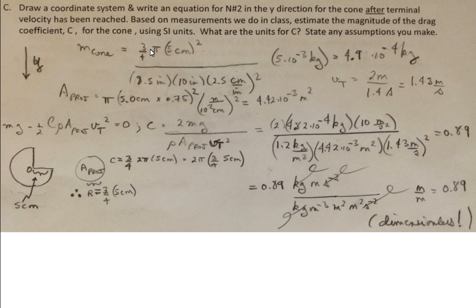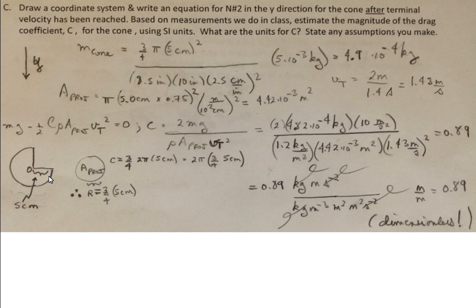So 3/4 times pi r squared divided by 8.5 by 11 inches converted to square centimeters, and so one can do that by multiplying by 2.5 centimeters over inches squared, gives 4.9 times 10 to the minus 4th kgs. And again, this should be 11. This number is correct. That number is not. So that gives me the mass of the cone.